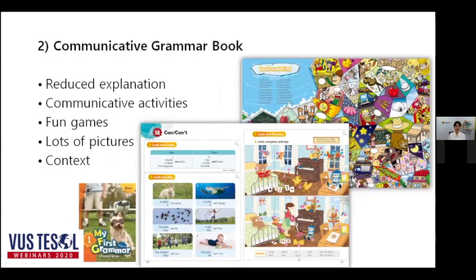This one is more communicative, right? This is a communicative grammar book. So reduced explanation, you don't see much explanation here, but you see a lot of activities. And you can see some games as well. Lots of pictures, so it looks more interesting, especially for young children. And usually they provide context. So there's a big difference between the traditional grammar book and the communicative grammar book.